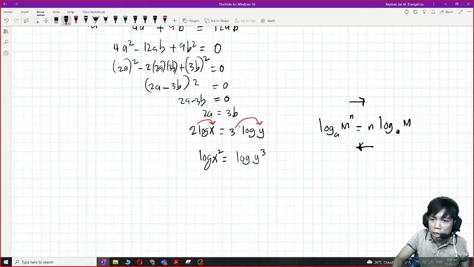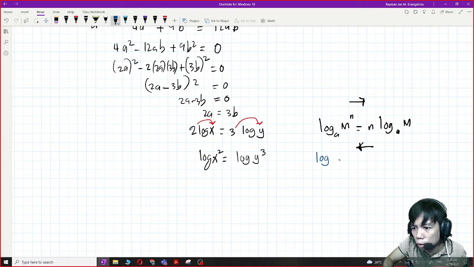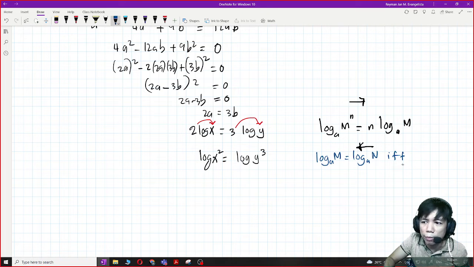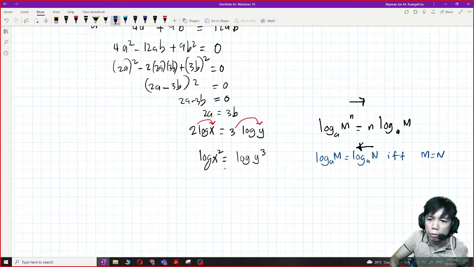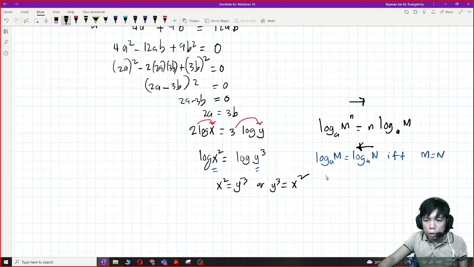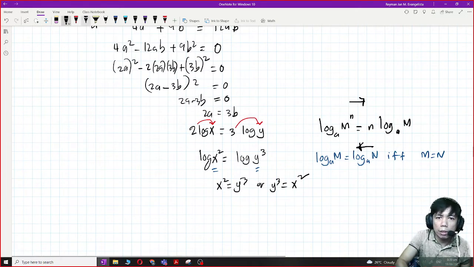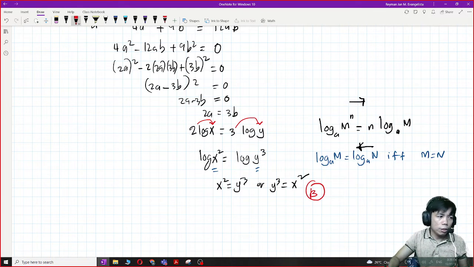Next we use the equality of logarithms: log of m to the base a is equal to log of n to the base a if and only if m is equal to n. So x squared must be equal to y cubed. The simplified equation is x squared equals y cubed, or y cubed equals x squared. Which option is that? x squared, y cubed, so letter B. The answer is letter B.